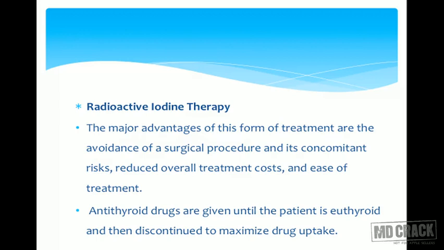The major advantages of this form of treatment are avoidance of surgical procedure and its concomitant risk, with reduced overall treatment cost and ease of treatment. So when a patient doesn't want the risk of recurrent laryngeal nerve palsy, they prefer to go for radioiodine therapy. Antithyroid drugs are given until the patient is euthyroid, and they are discontinued after that to maximize drug uptake. After you discontinue antithyroid drugs, the gland becomes thyroid iodine avid. So it will want to have more iodine in it. So it will get the maximum amount of the iodine, that is radioiodine, given to the patient.